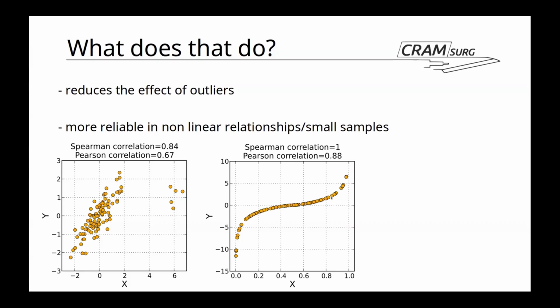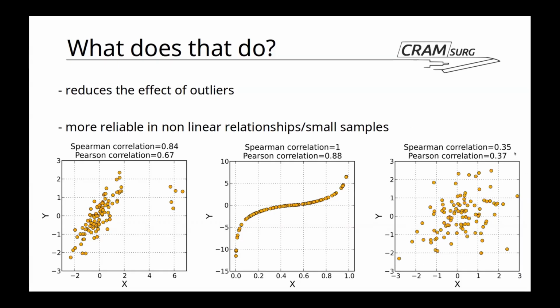So if you look at this relationship, it's clearly not a straight line, is it? However, Spearman correlations still suggest that there is a very, very strong correlation, while Pearson correlation is slightly lower in terms of the mathematical value.